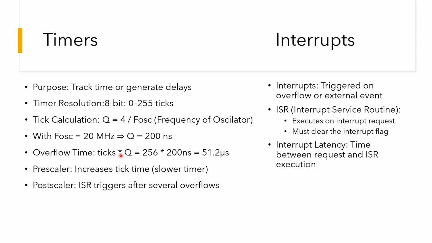So ticks equals 256, and overflow time equals ticks times Q, which is 256 times 200 nanoseconds. So it's 51.2 microseconds. The prescaler increases tick time, which means slower time, and the postscaler makes the ISR trigger after several overflows. So interrupts are triggered on an overflow or an external event.